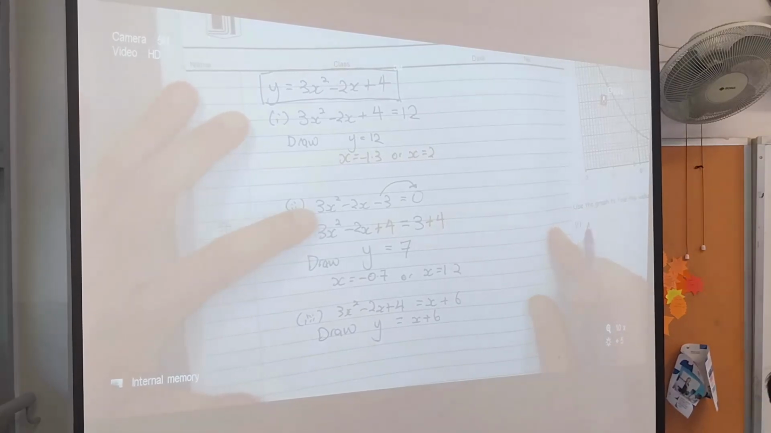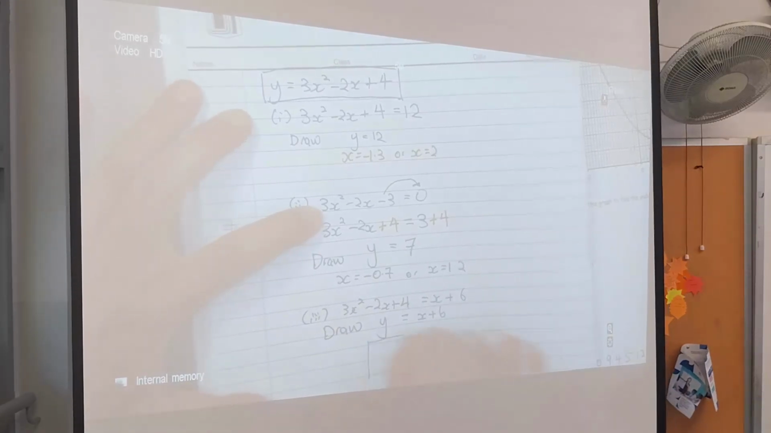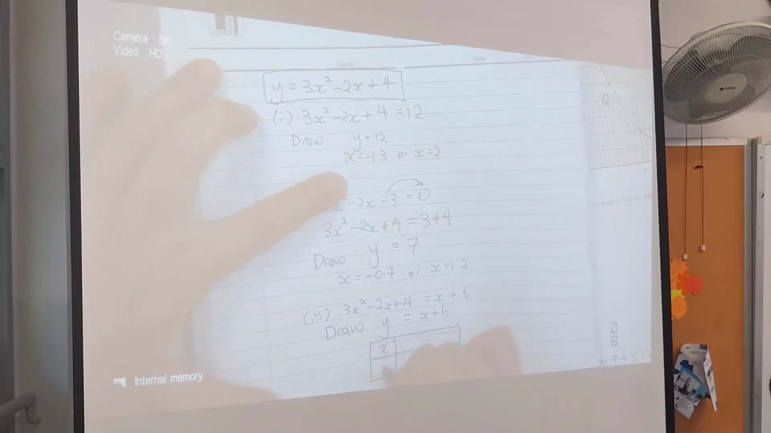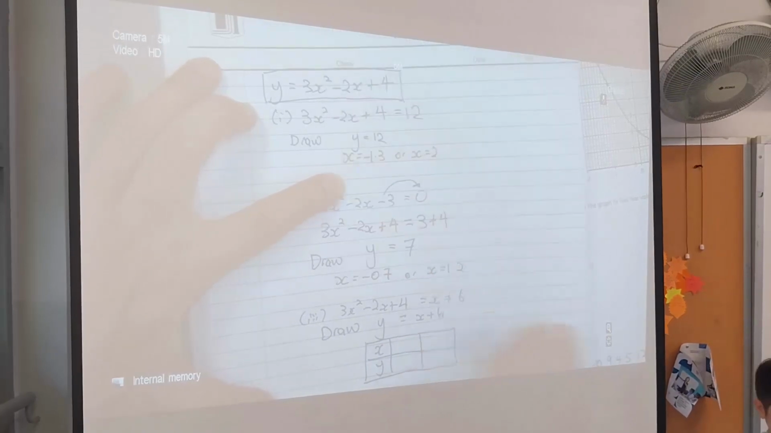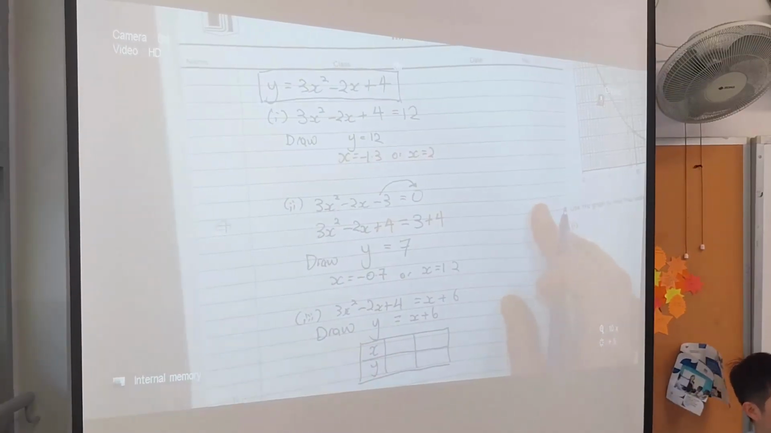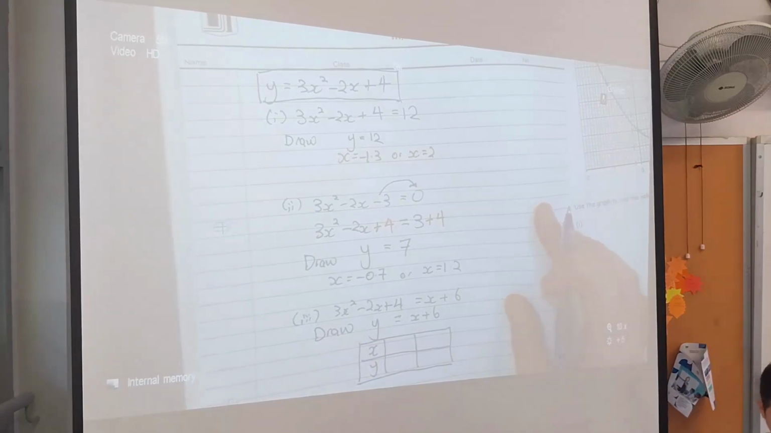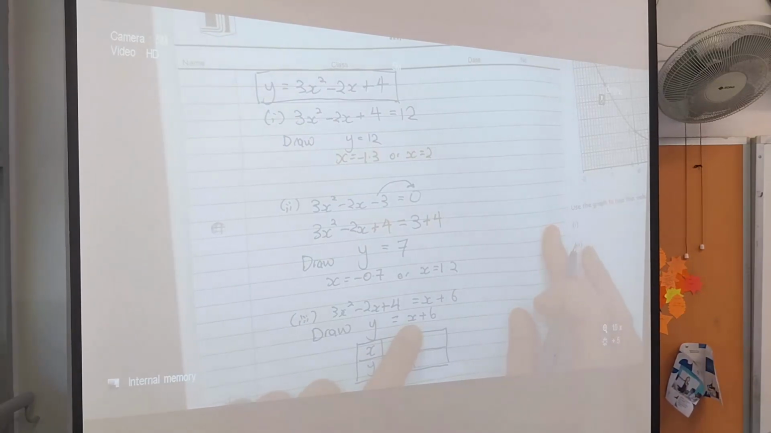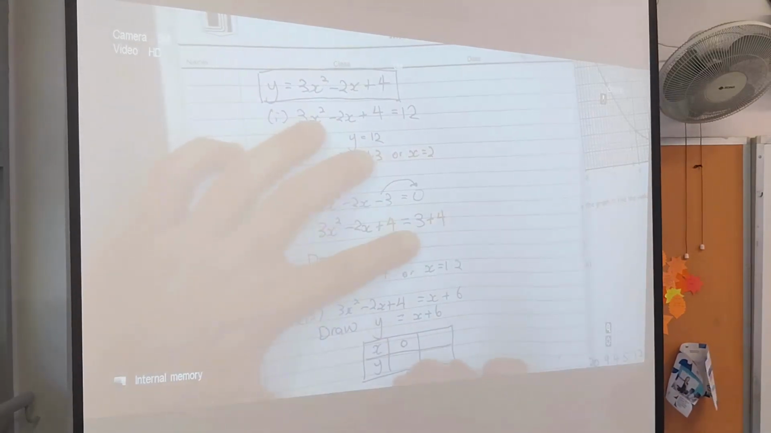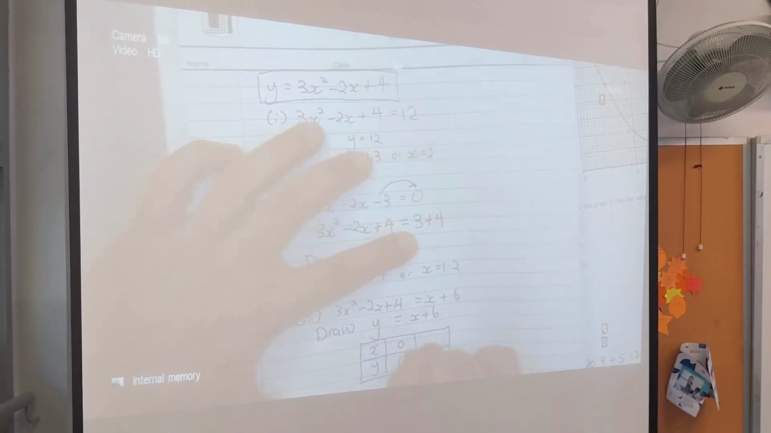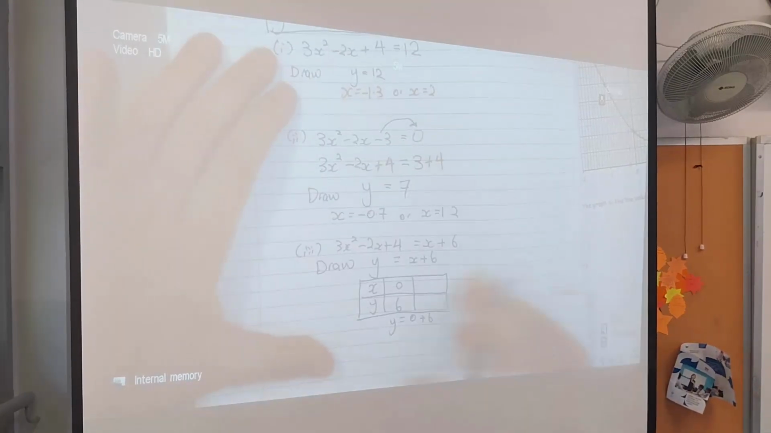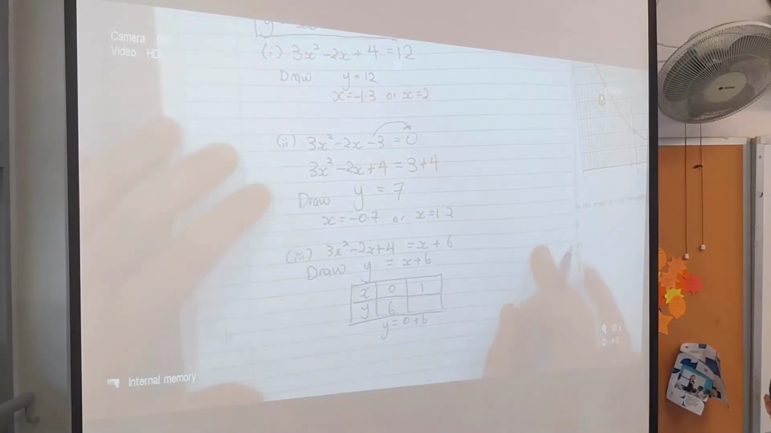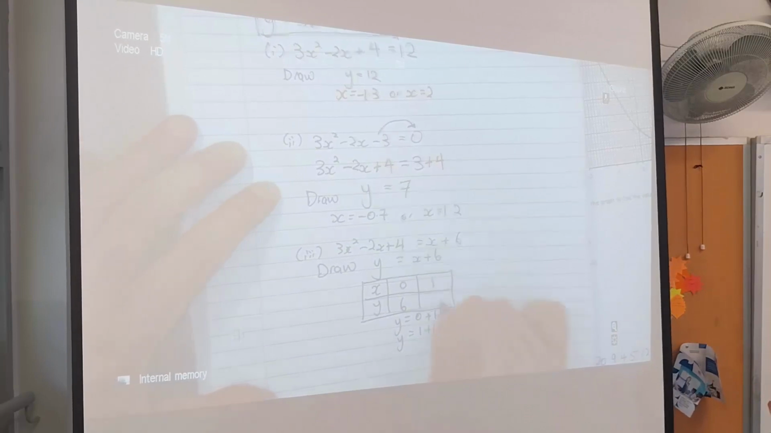How do you draw? You form a simple table. Now, let's say we are short of time, like now. We can use how many points? 2 is enough. If you have time, you use 3. I use 2 now because we are short of time. When x is 0, y is 0 plus 6, so it's 6. When x is 1, I just choose any number on the x-axis, y is 1 plus 6, which is 7.